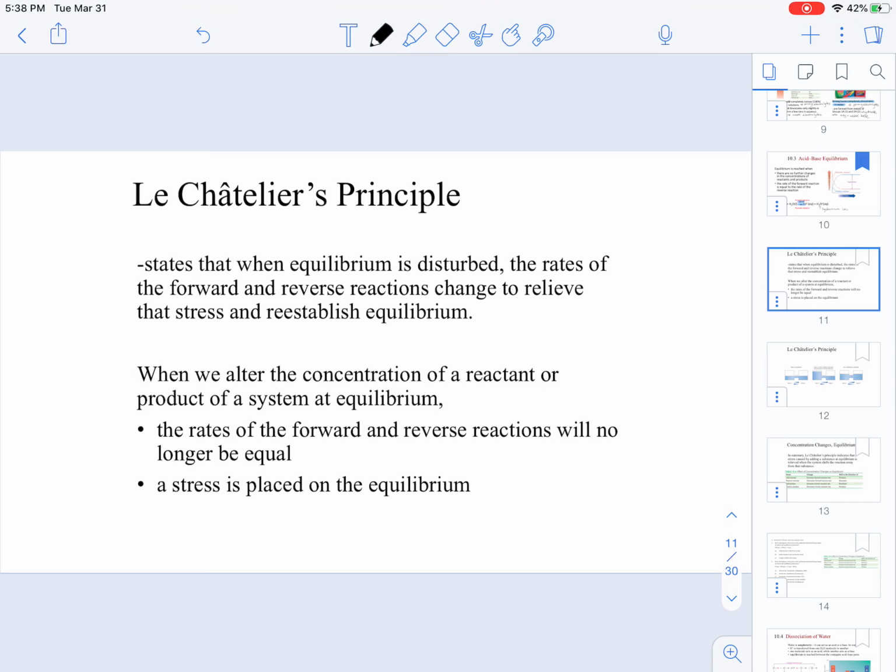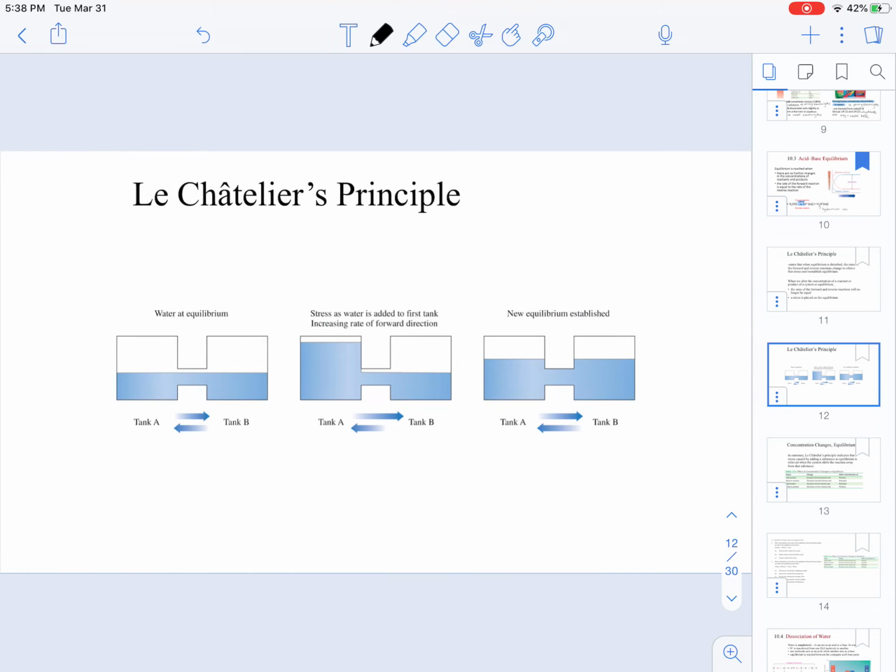equilibrium. Okay, so every time we change the amount of products and the amount of reactants by adding or removing, that creates a stress in an equilibrium system. In order to understand Le Chatelier's principle, I like to utilize the analogy of a water tank.